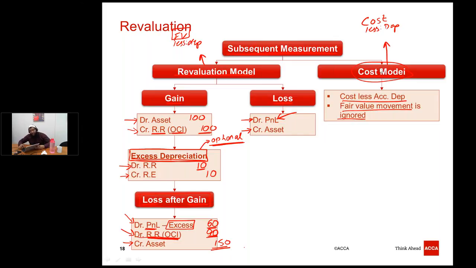Okay, we will be solving a question as well, an example as well. So if any one of you is not able to understand on this screen, no problem. We are going to understand it in the next screen.